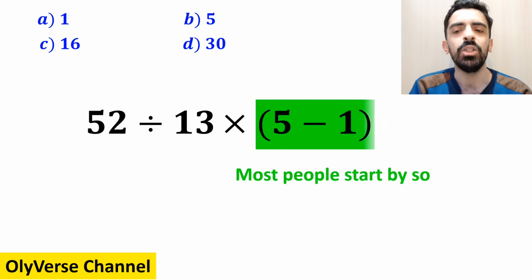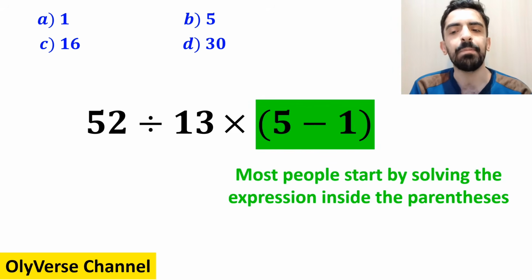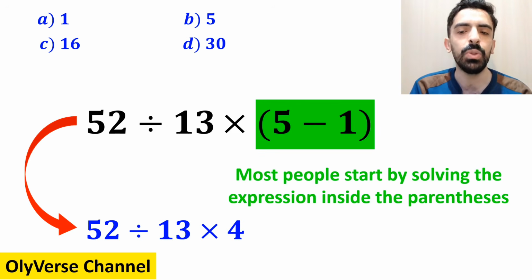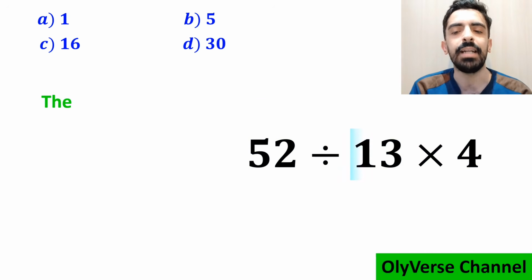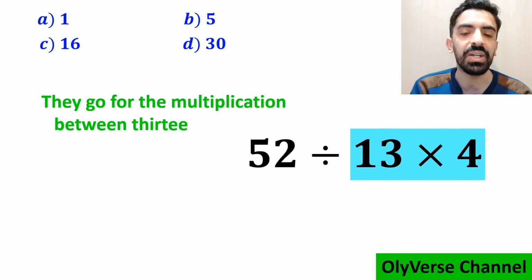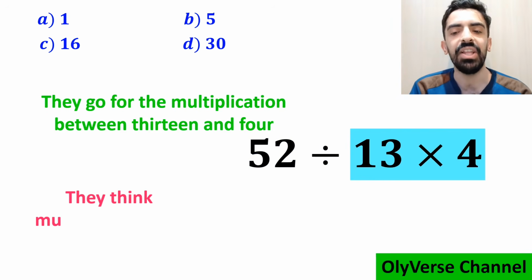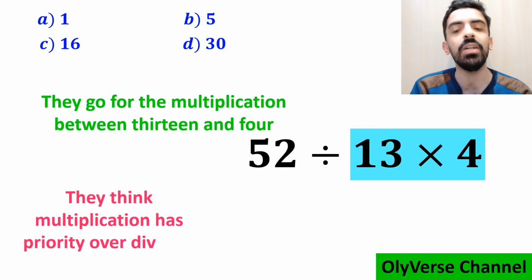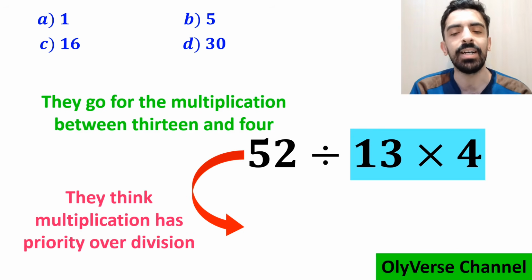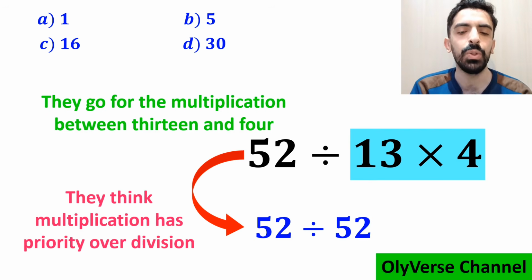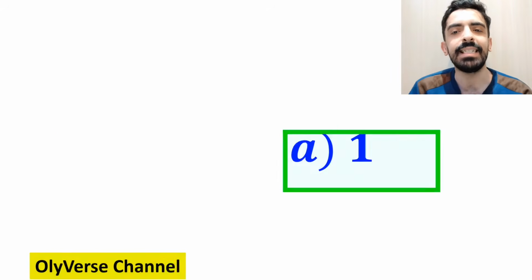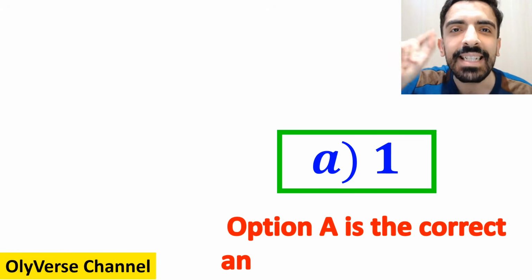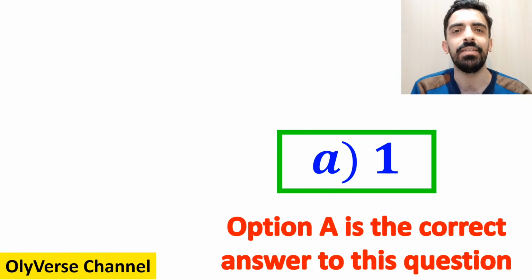And the first step, most people start by solving the expression inside the parentheses and replace it with 52 divided by 13 multiplied by 4. And the next step, they go for the multiplication between 13 and 4 because they think multiplication has priority over division. So, this expression simplifies to 52 divided by 52, which finally gives them the answer 1. And immediately, they quickly say that option A is the correct answer to this question.